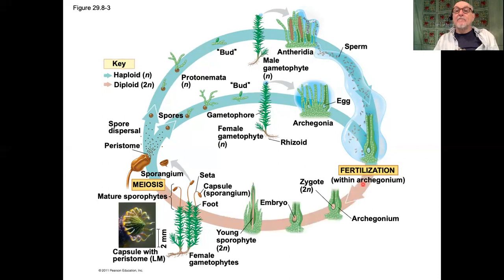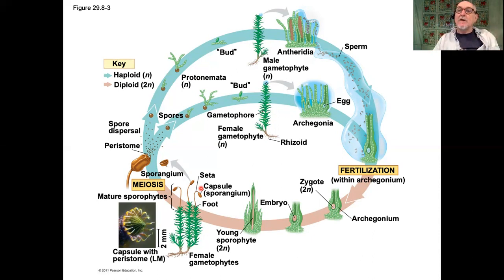After fertilization, the sporophyte germinates inside the gametophyte. Here's the embryo here. Here's a young sporophyte here, and it remains parasitic on that gametophyte. It grows, undergoes meiosis inside the sporangium to form spores again.